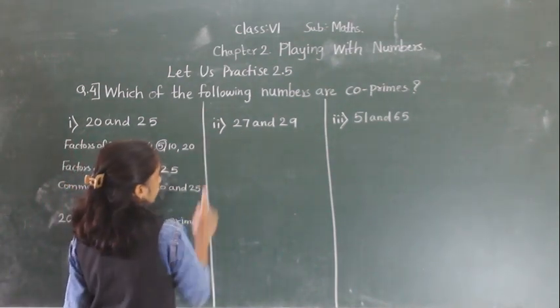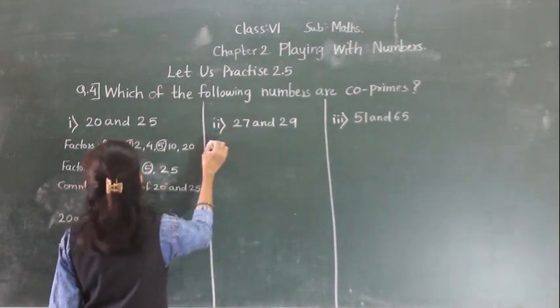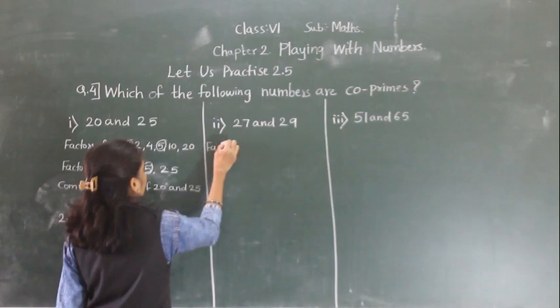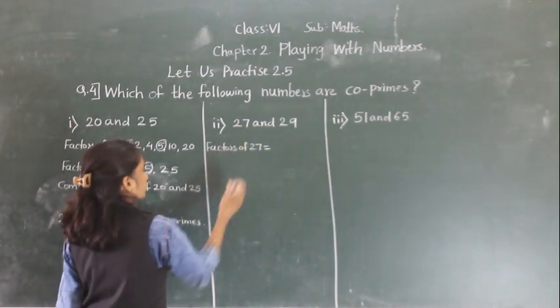Okay, let's find the next example. 27 and 29. So let's find the factors of 27. Factors of 27. See here.